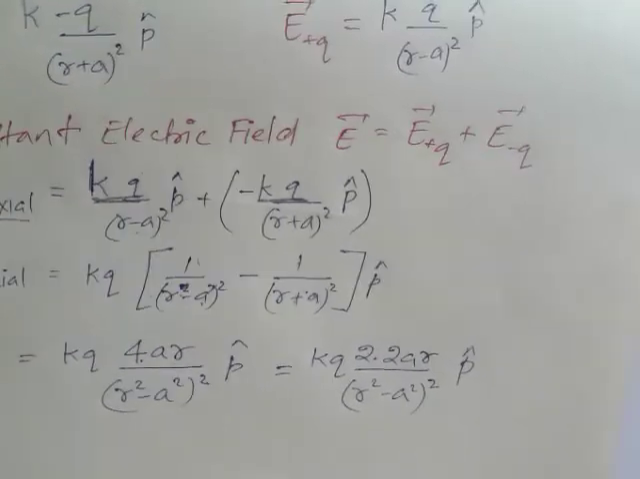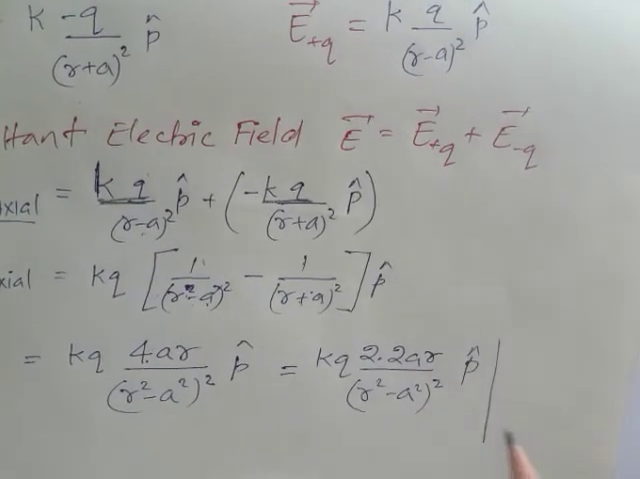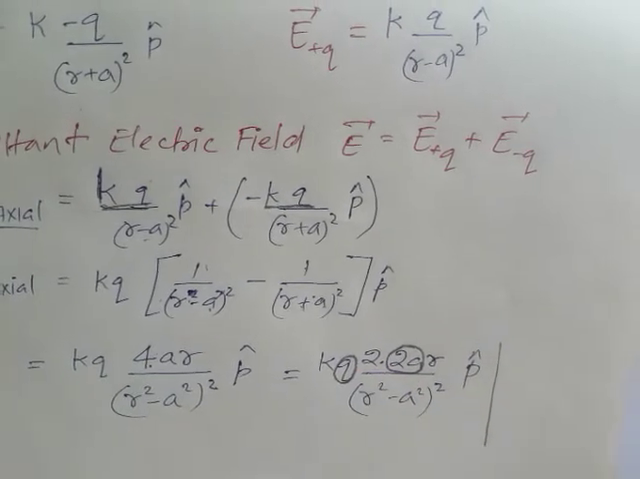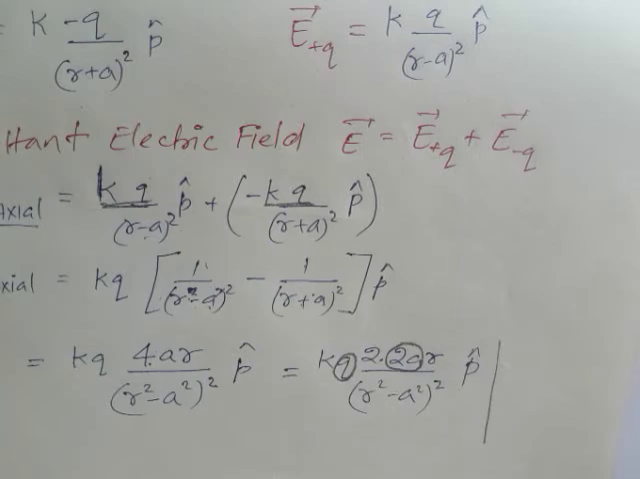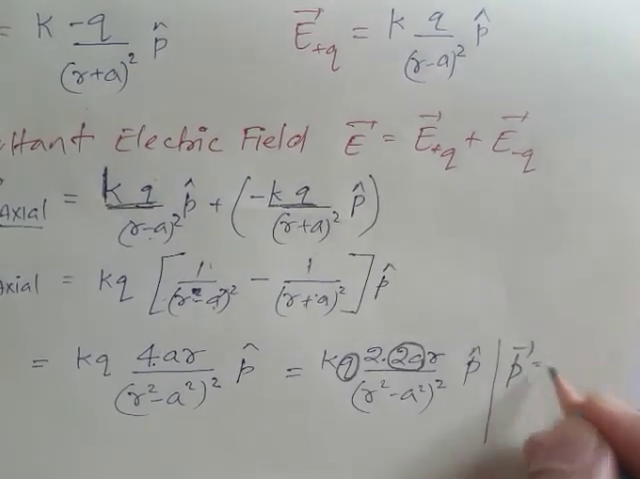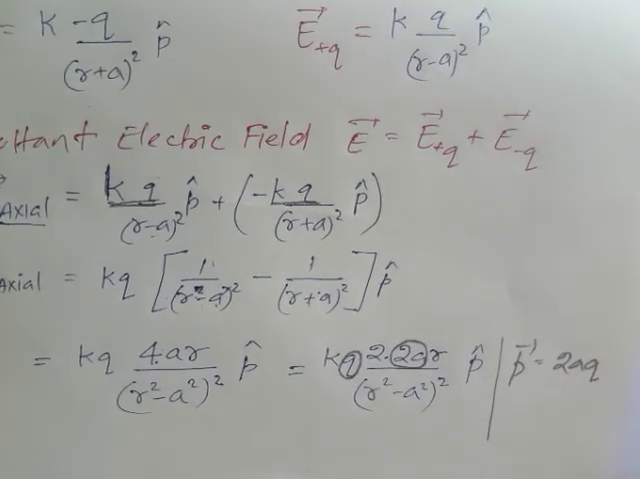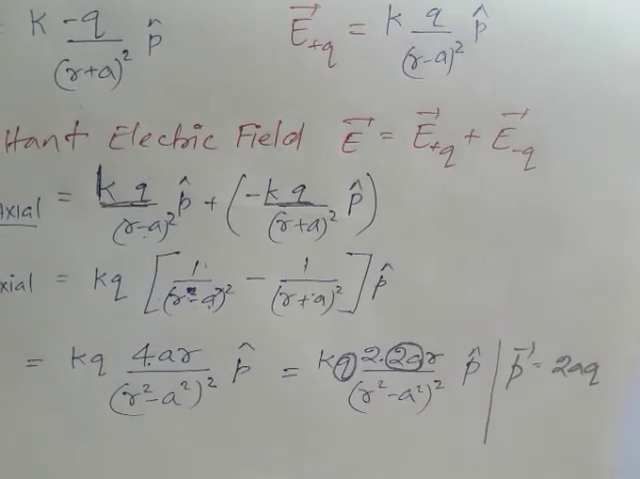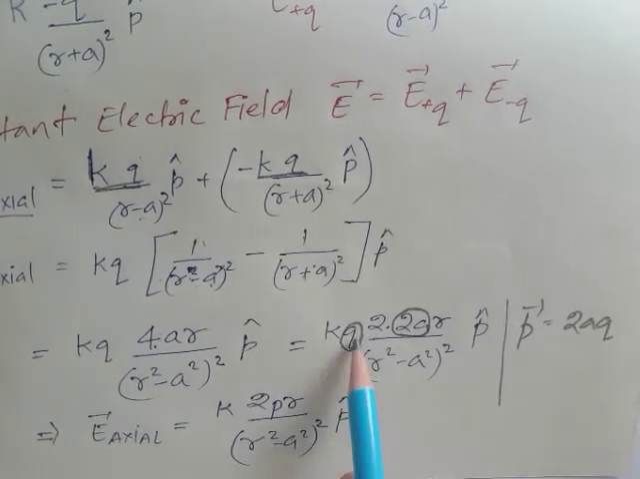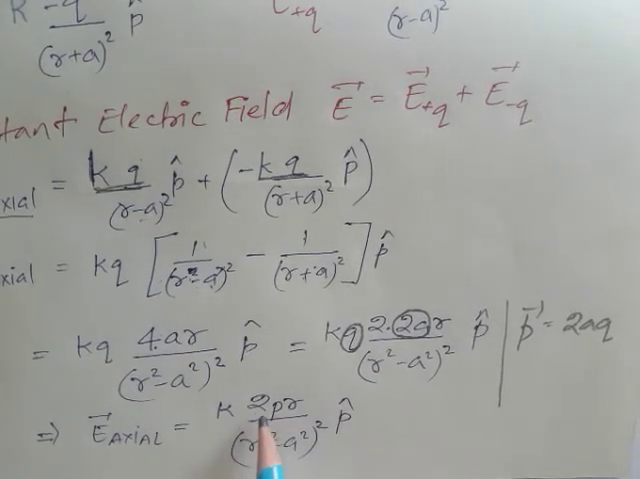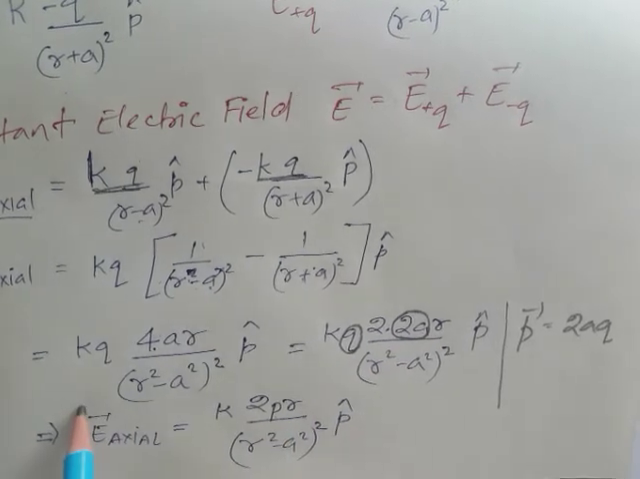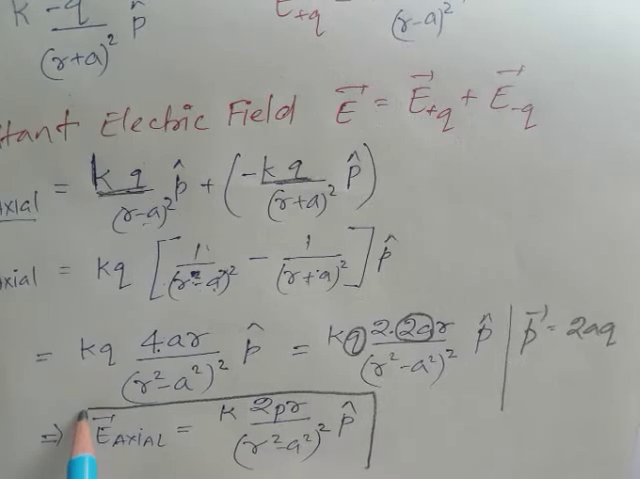Now 4ar can be written as 2 into 2ar. Okay, this is what we know. We know that 2aq is known as the electric dipole moment, that is p, and dipole moment is 2aq. We can replace it with this. So instead of this I have written 2, and 2aq we write p. So this is our axial equation.